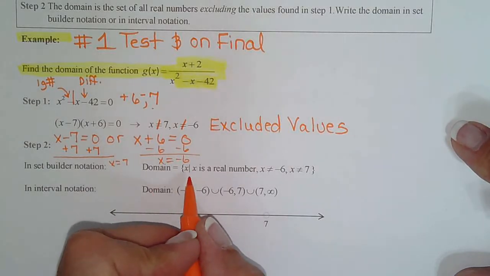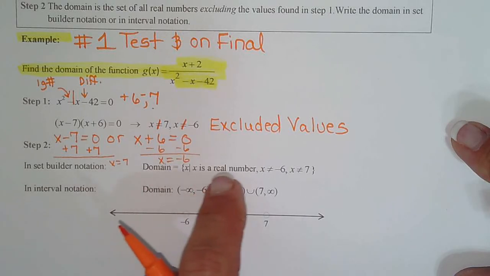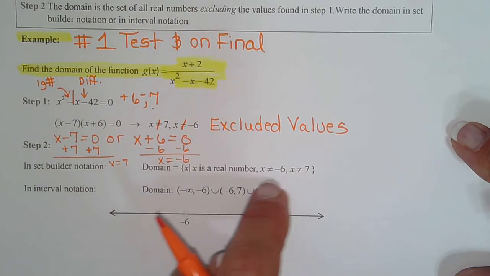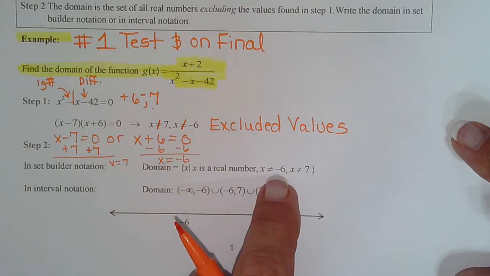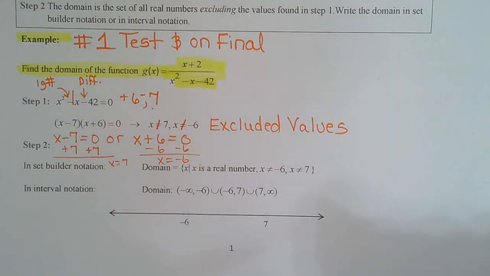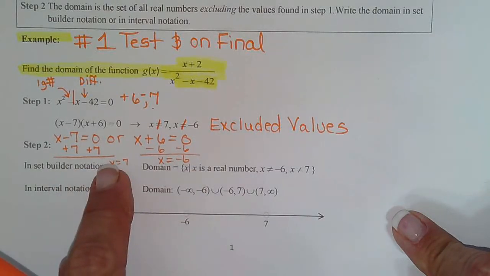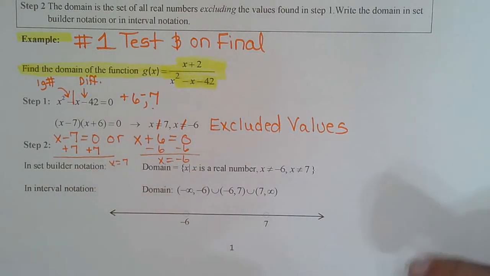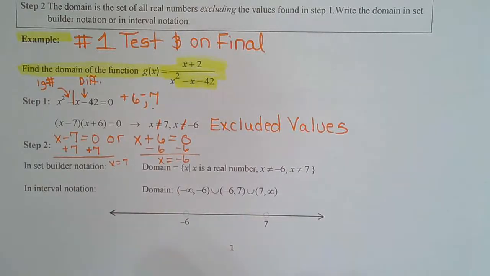So this is how you would write it using set builder notation. Remember, a lot of you missed that on your first test, so it is important to take note of this. X such that x is a real number, x cannot equal negative 6, or x cannot equal 7. X cannot equal negative 6, x cannot equal 7.